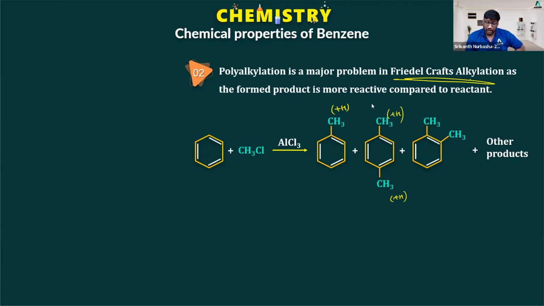compared to the reactant. So whatever Friedel-Crafts alkylation you are doing, that will never lead to the formation of only a single product. Rather, you always end up with a mixture of products. Why? Because the products are more reactive when compared to reactants. Why? Because in the products you have more electron donating groups, which increase the electron density greatly.